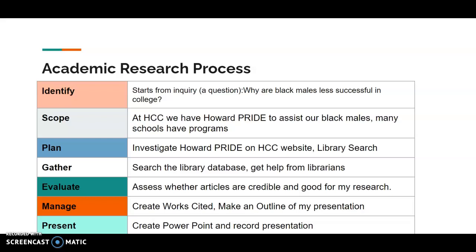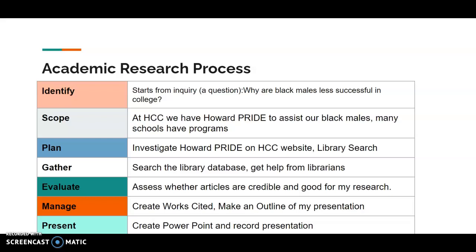Once I find all the articles, I'll assess them, whether they are credible and good for my topic. Remember, I can find an article that's a great article, but it doesn't necessarily fit my research. So I need to evaluate them in terms of what I'm trying to do. Then to manage all the information I have, I'll create a works cited page. Maybe I'll highlight the articles that are particularly good and leave the ones that I might not use unhighlighted.